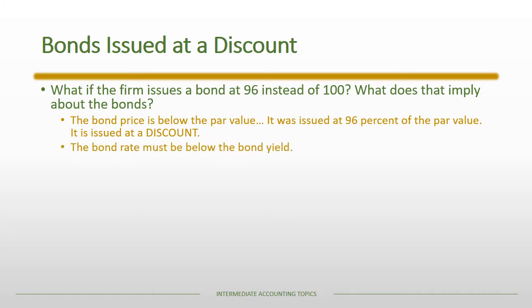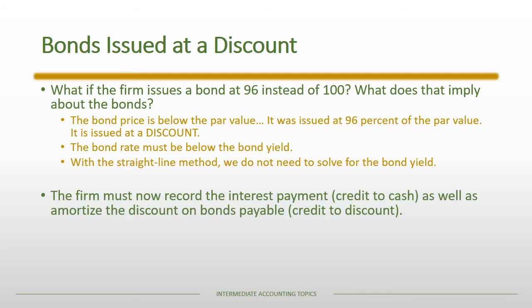Just from an earlier lecture, to remind ourselves, it must be the case then that the bond rate must be below the bond yield. And that's why it's being issued at a discount. They're not offering as much interest as the market demands. With the straight line method, we actually don't have to solve for the bond yield. We just know that this is inferred through the price.